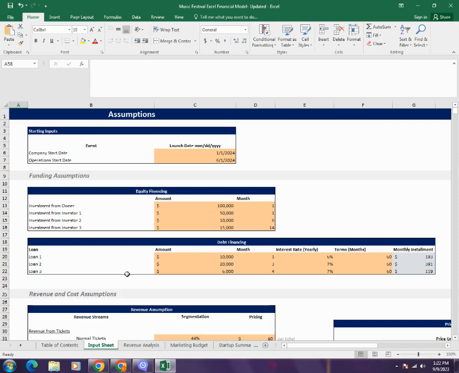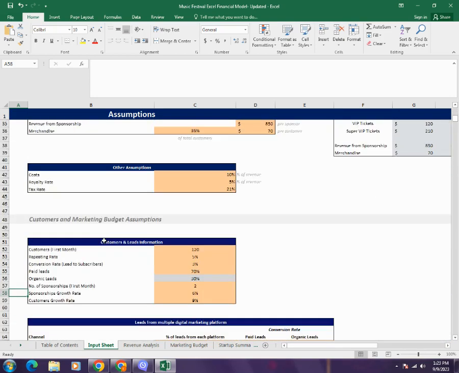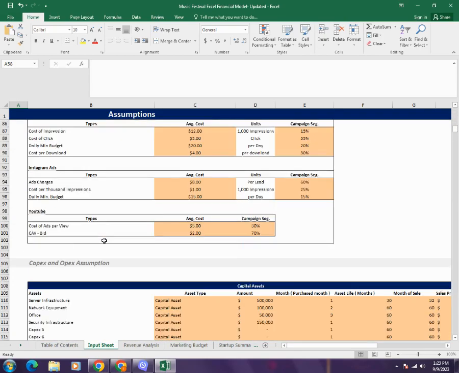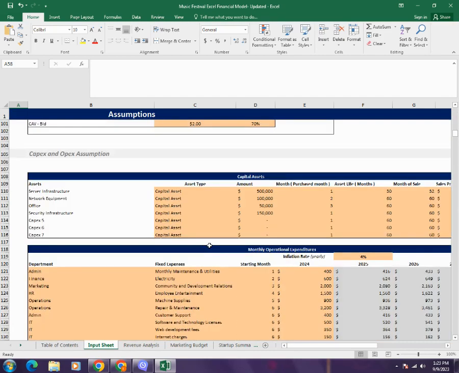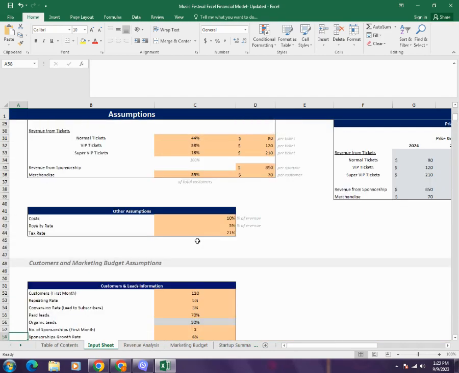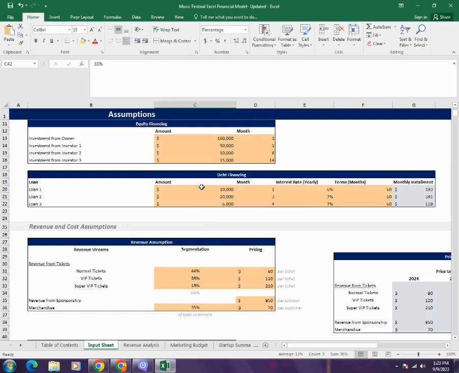As you can see in the input sheet, it tells you about the funding assumptions, revenue and cost assumptions, customer and marketing assumptions, as well as capex and opex assumptions and working capital assumptions. All the gray cells are changeable cells. You can change them as you want, whereas the other cells have formulas in them which are not changeable.